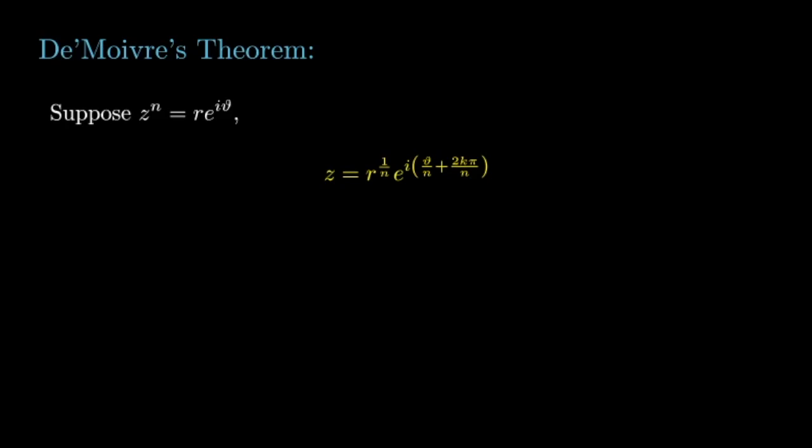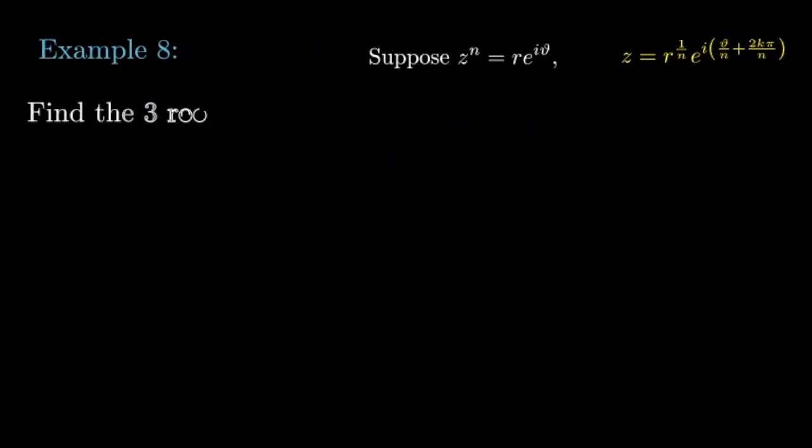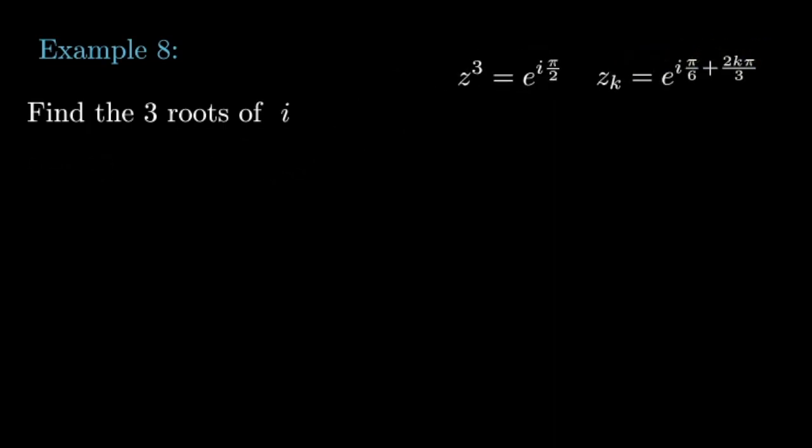Let's look at an example. So find the 3 roots of i. So what we'll do is we'll write i in polar form, which we can write as e to the i pi on 2. Then we want to solve the equation z cubed is equal to e to the i pi on 2. And the kth solution, so we're going to have 3 solutions, z0, z1, z2, denote them generically by zk, is going to be given by e to the i pi on 6 plus 2k pi on 3. So we divide the circle into 3 components.